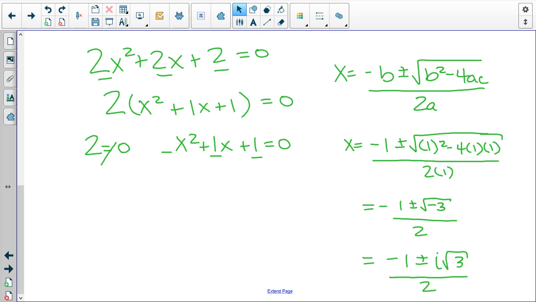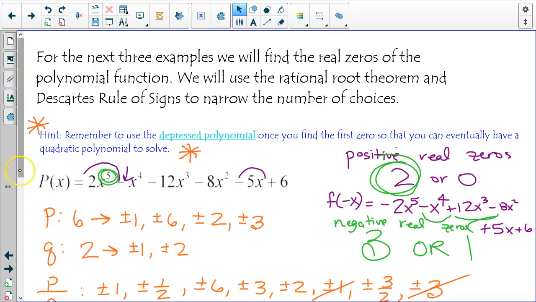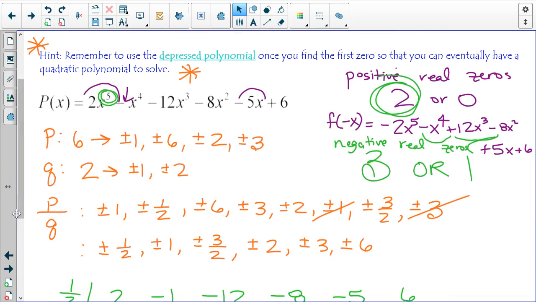So guess what, y'all? There were only 2 positives, right? Did we ever find a negative? Did we find one negative? Negative 2. So we found a negative. So we were supposed to have 3 or 1 real zero. We have 1. And the other 2 are imaginary.